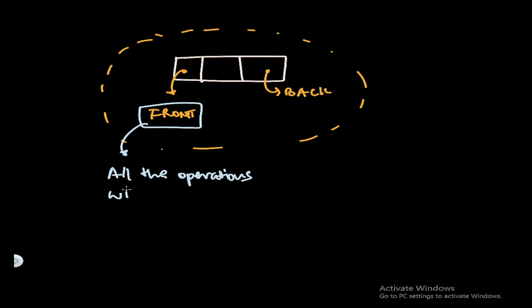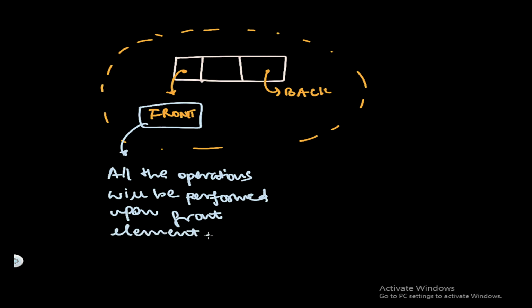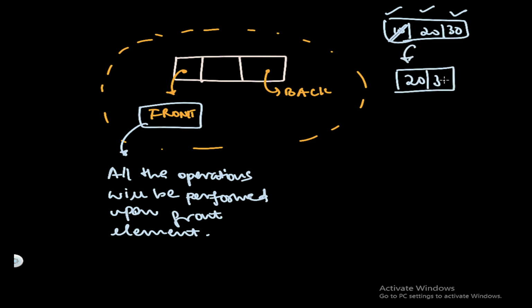All the operations will be performed upon the front element. Okay. Now let's think of it in this way. We would be having 10, 20, 30. I enqueued 10 first, then I enqueued 20, then I enqueued 30. Now when I call dequeue once, this will be removed. My queue would become 20, 30.